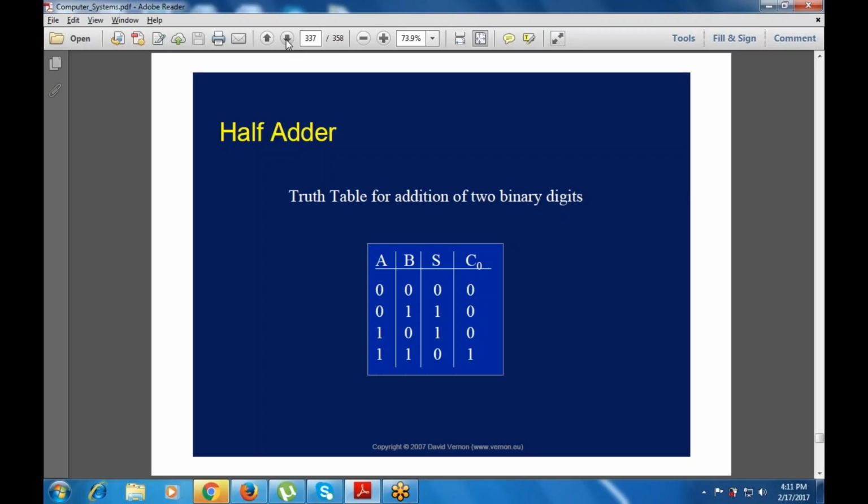Now if I add 0 and 0, the sum is 0, because 0 plus 0 is 0, and the carry is 0. Then 0 plus 1 is 1, and the carry is again 0. Then 1 plus 0 is 1, and the carry is 0. Then 1 plus 1 is 2, which in binary is 10, so the sum is 0 and the carry is 1.